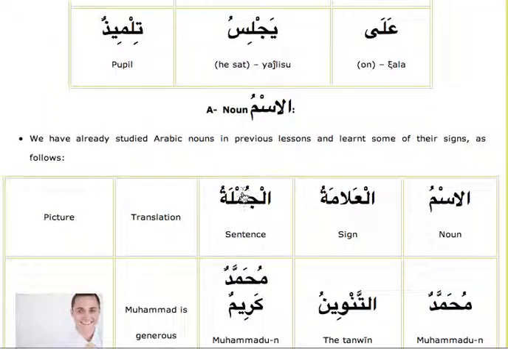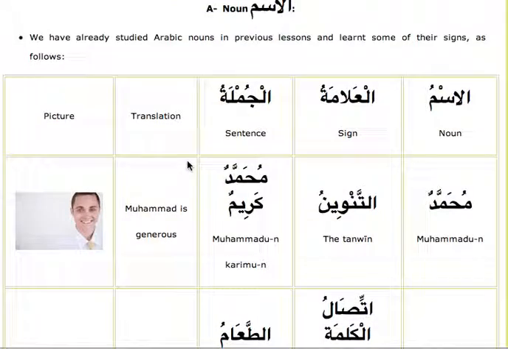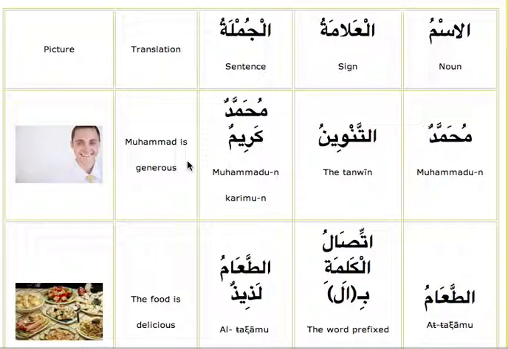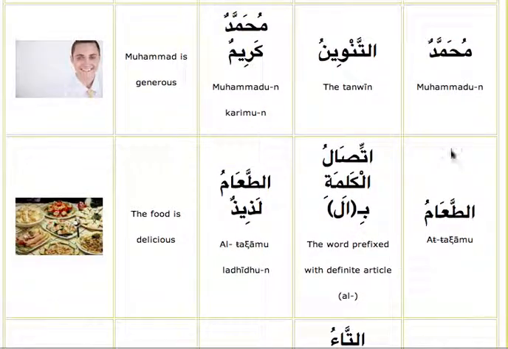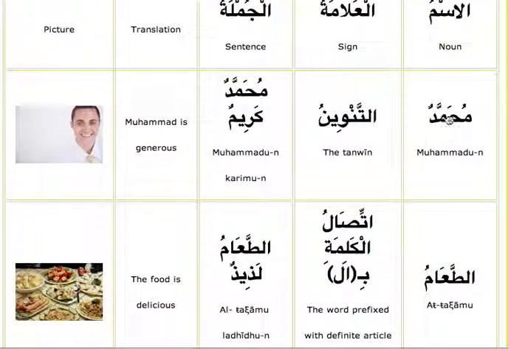Okay, we have already studied Arabic nouns in previous lessons and learned some of their signs as follows. Al-ismu, al-alamatu, al-jumlatu. Muhammadun, al-tanwin. Muhammadun karimun. Muhammad is generous. Muhammadun is a noun.